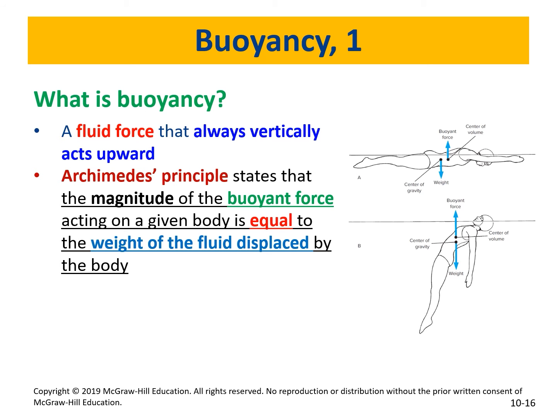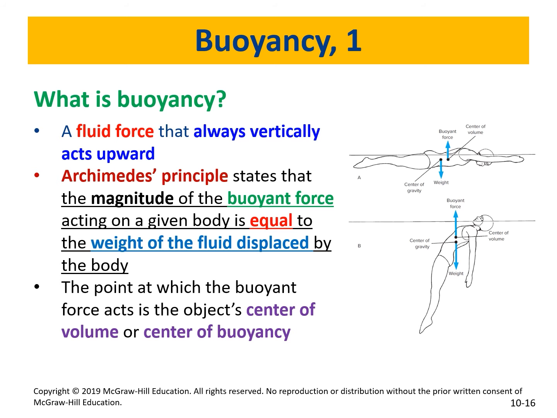A good question. So Archimedes' principle says that here's the key thing. The magnitude of the buoyant force, it's a force. I need to find its magnitude. So the magnitude of that force acting on a given body is equal to the weight of the fluid displaced by the body. And that's how we calculate it. So what I'm doing here, I'm relating force to the volume and weight of the body. So there's a formula to calculate this, and I'm going to show it to you. So the point at which the buoyant force acts is the subject's center of volume or the center of buoyancy.